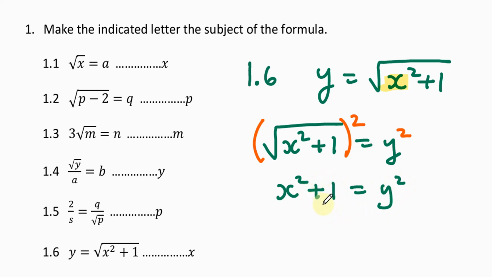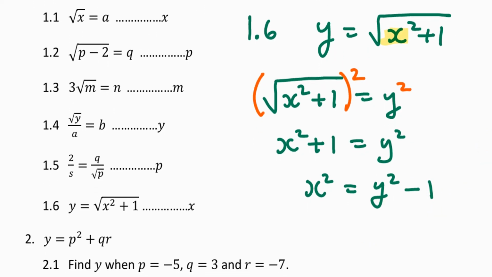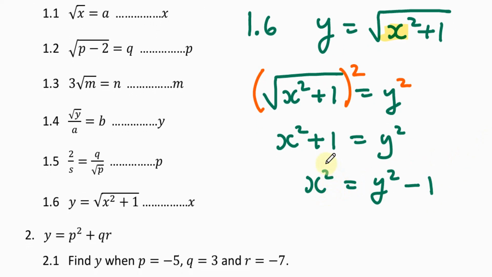Now we can get rid of the 1 on the left-hand side, and since we are adding 1 on the left-hand side, we do the opposite and subtract it from the right-hand side. Then finally, we want to get rid of the square on the left-hand side, and we can do so by taking the square root on the right-hand side. And then, of course, plus or minus.